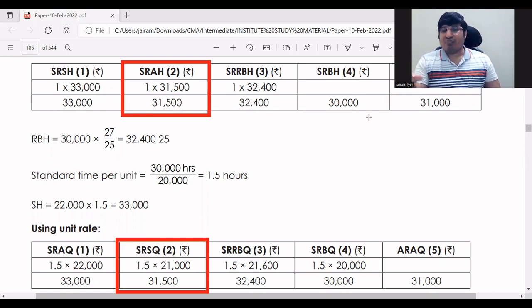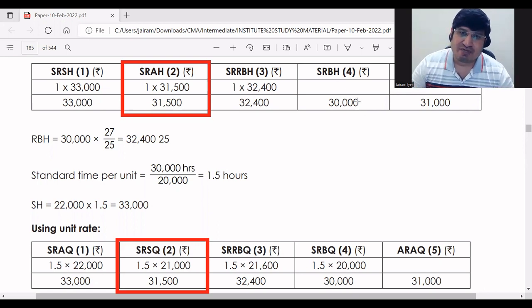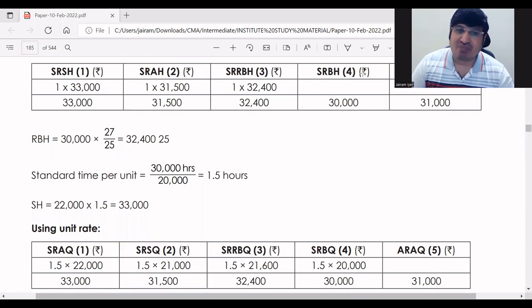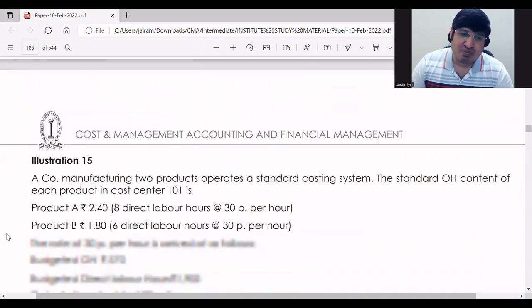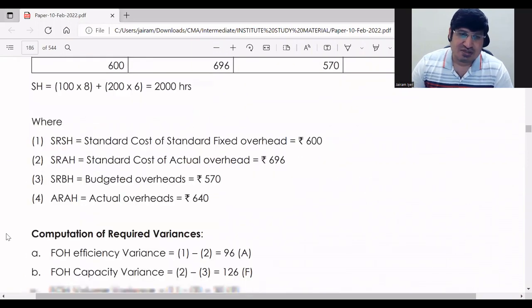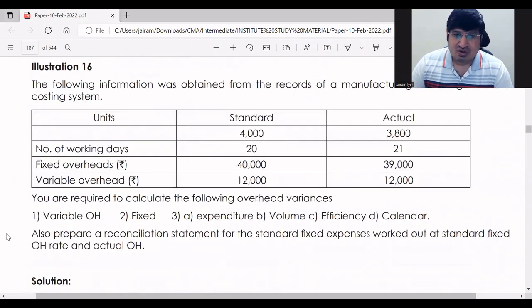So out of 5, if they are asking 2, 3, 4, you prepare your tables. You don't need to search. You will have a standard set in front of you. So here also you should prepare all 5 together. I am just telling you that in this problem you will see that there are only 4 columns, because they have excluded number 2 as it was not asked. Okay.